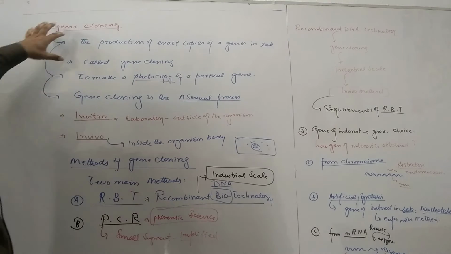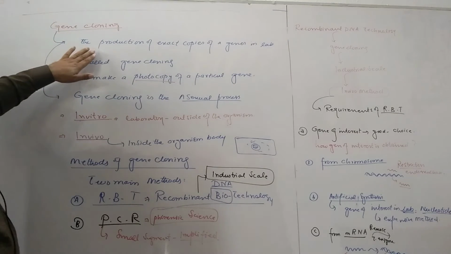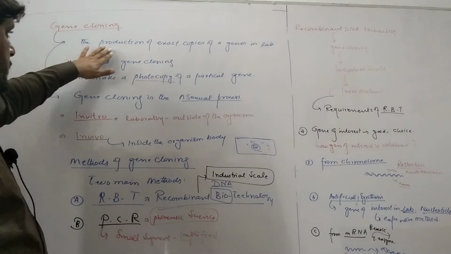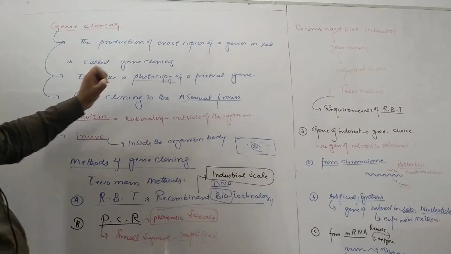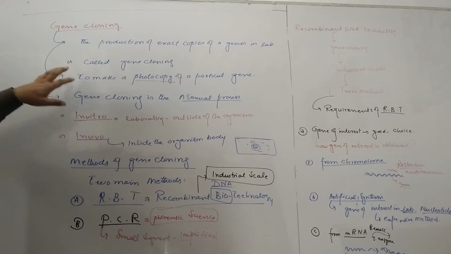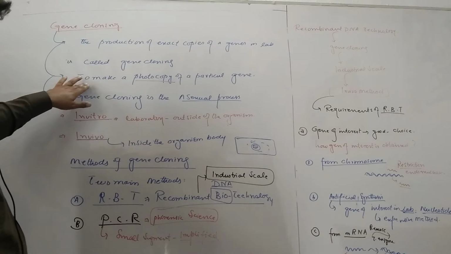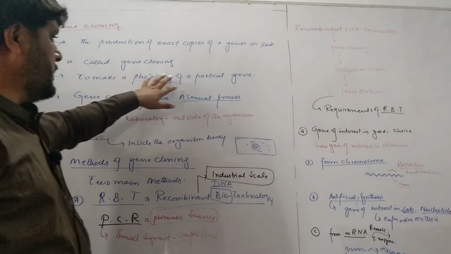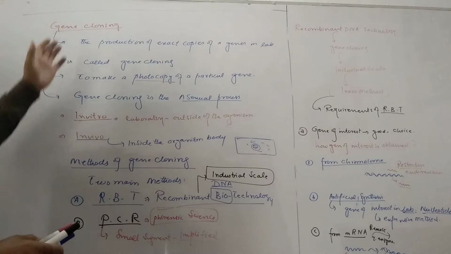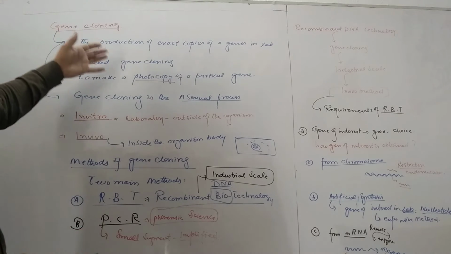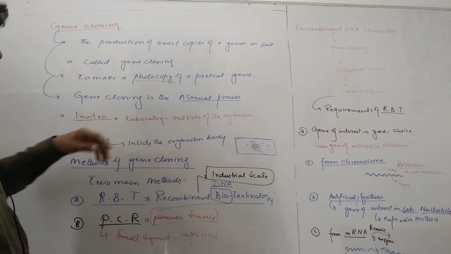Student, what does gene cloning mean? The production of an exact copy of a gene. When we prepare a copy of a gene, this process is called gene cloning. It is also called a photocopy of a particular gene. In this case we make a photocopy of a gene, therefore it is called gene cloning, or make a photocopy of a gene.